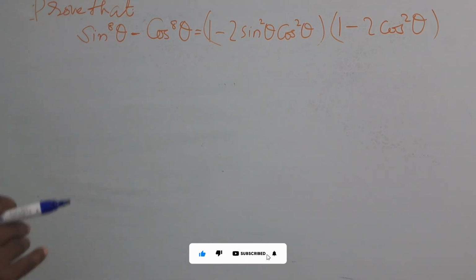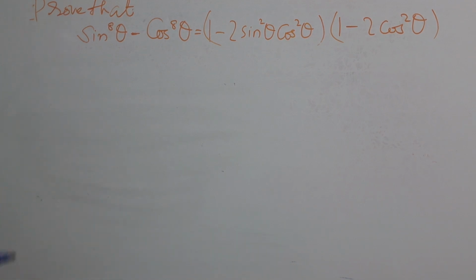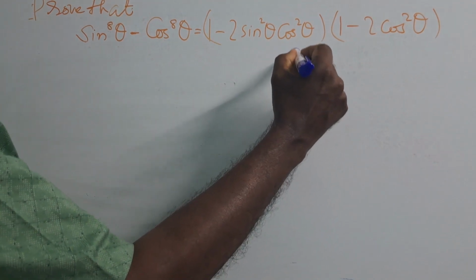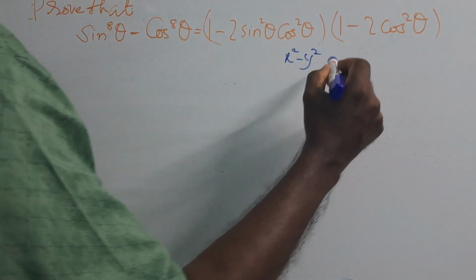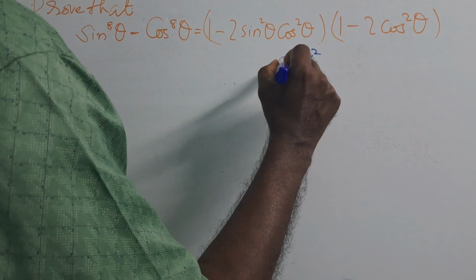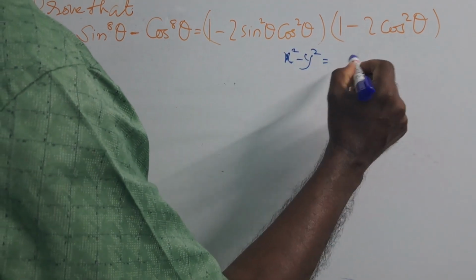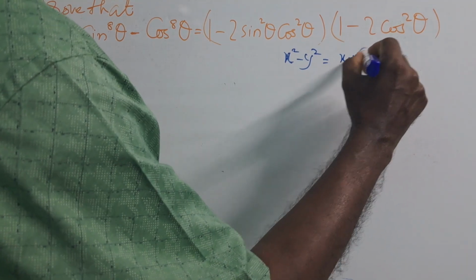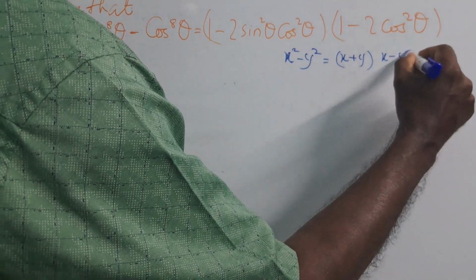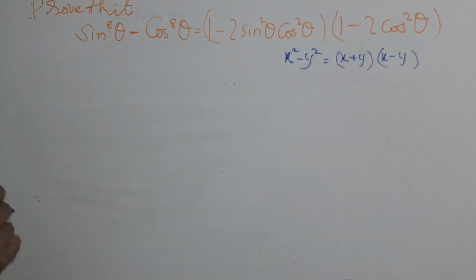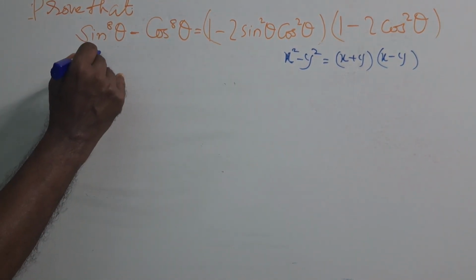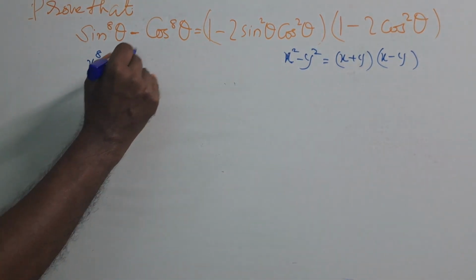Before we answer this question, let's get accustomed to the algebraic identity x square minus y square. When you factorize the difference of two squares, you get x plus y into x minus y. Using this identity, let's factorize x raised to 8 minus y raised to 8.